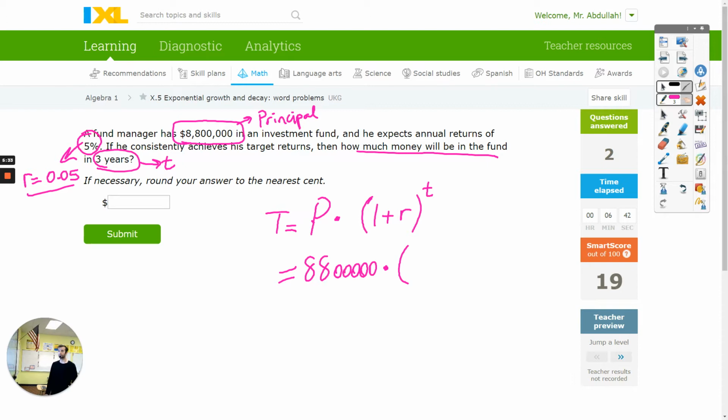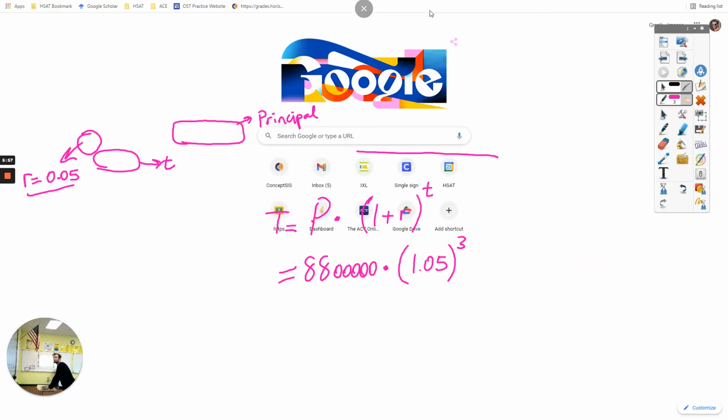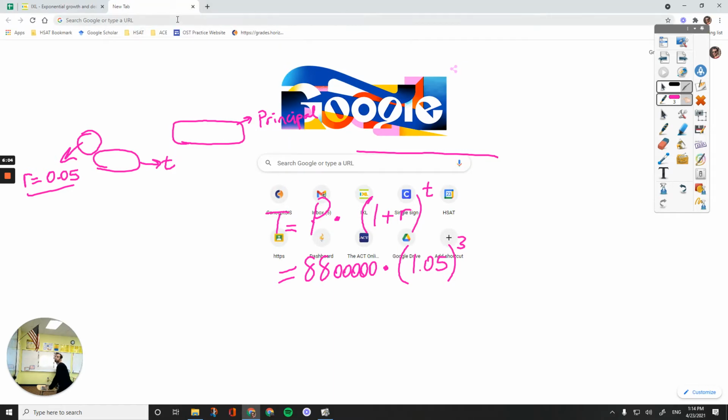Add this to 1. You can use a calculator. You're going to get 1.05 when you do that. And then the time is going to be the exponent. The first line is the formula, and then we do substitution with the numbers we have. The time is 3 years. That's going to give me the answer. The calculator I use is Desmos. Let me just get out of the full screen.